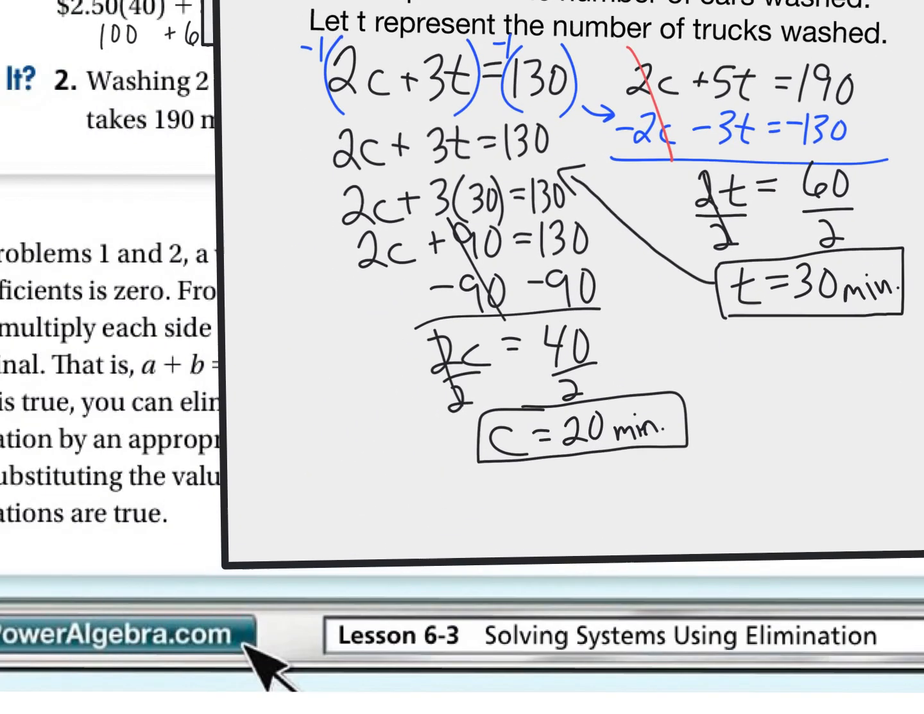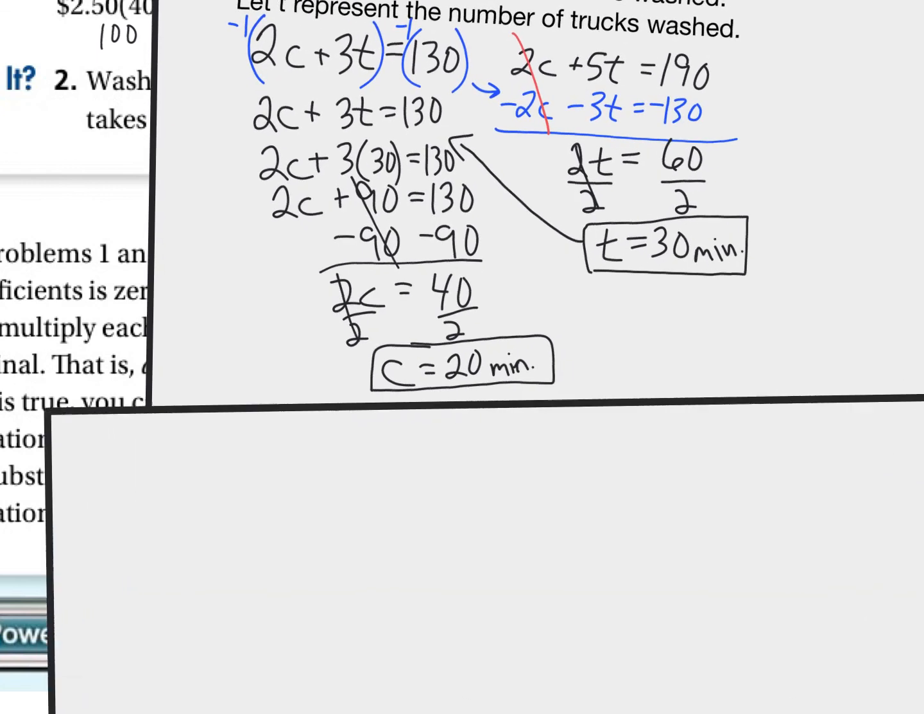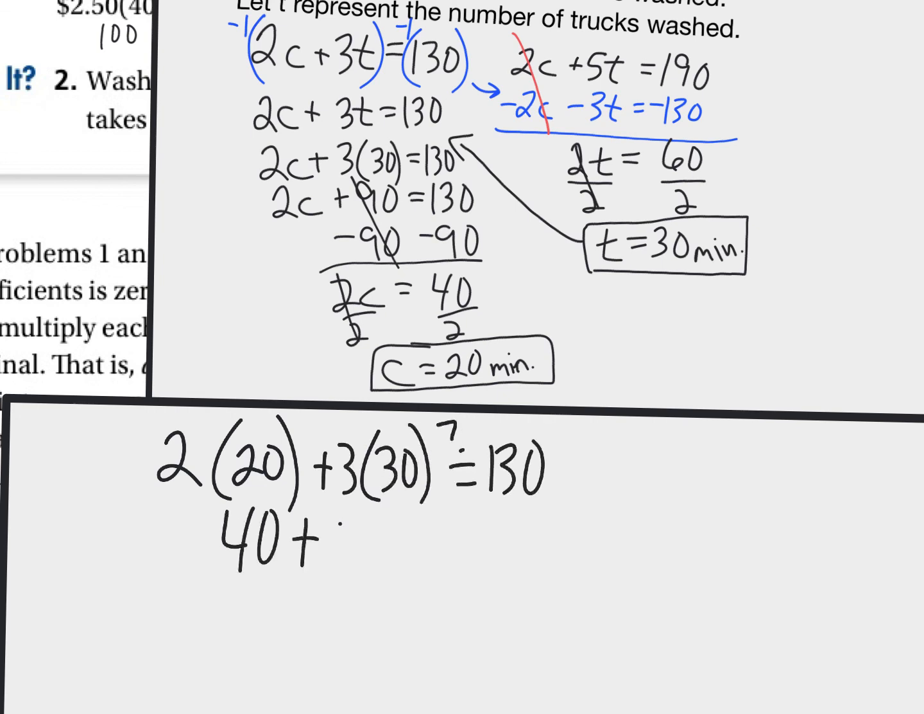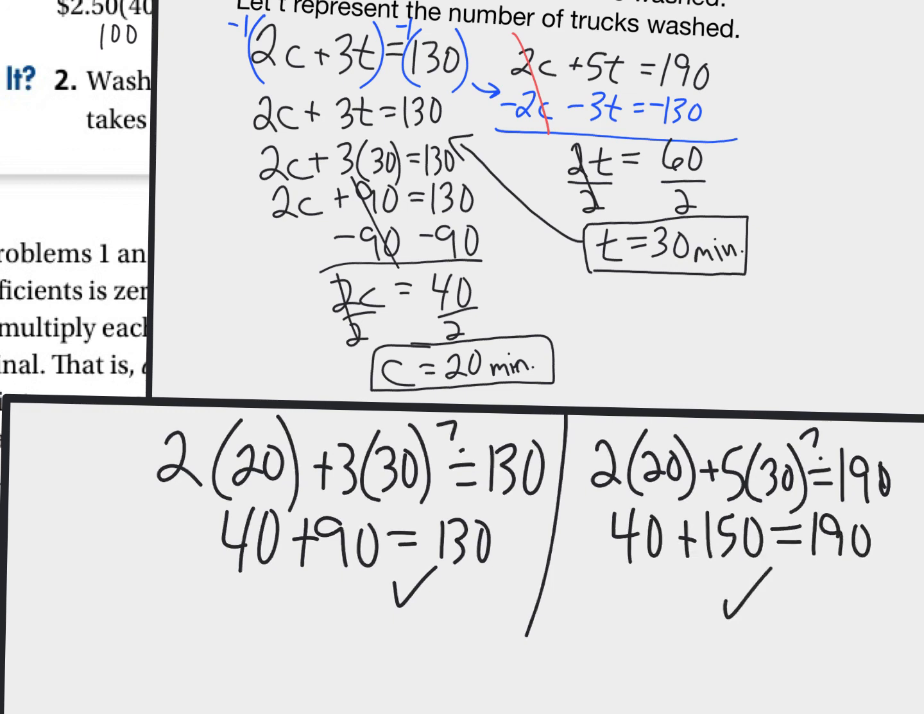And like we've done before, if you have time, substitute that in and make sure it works. So in the first equation, we put in 20 minutes for the cars. We put in 30 minutes for the trucks. Does that equal 130? It's 40 plus 90. So that works. And then the other one, 20 for a car, 30 for a truck. Does that equal 190? So it's 40 plus 150. So that does equal 190. So that works also. So we know our answers are correct for this problem.